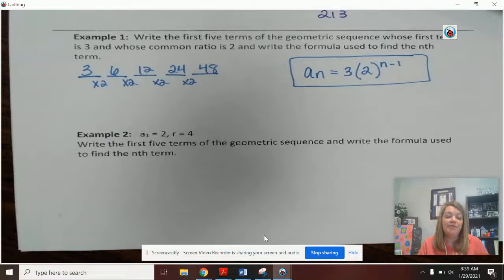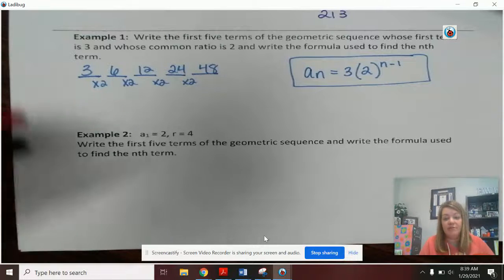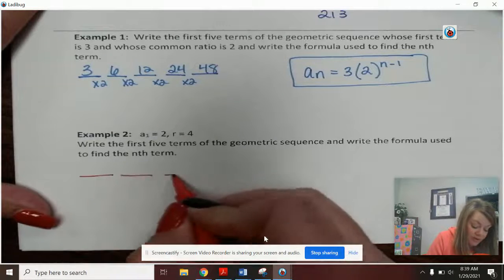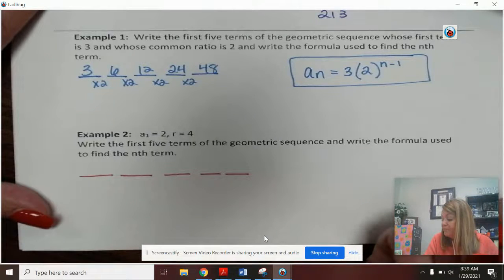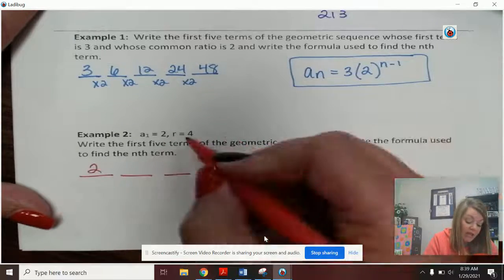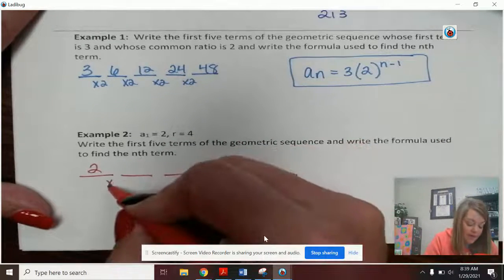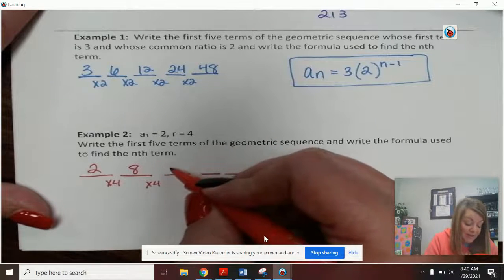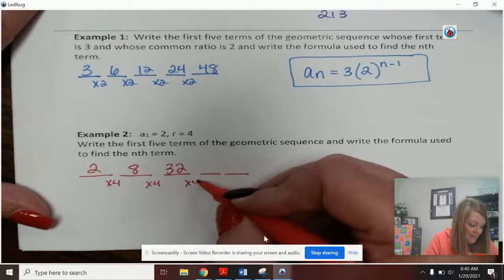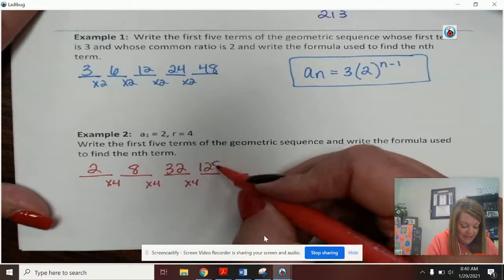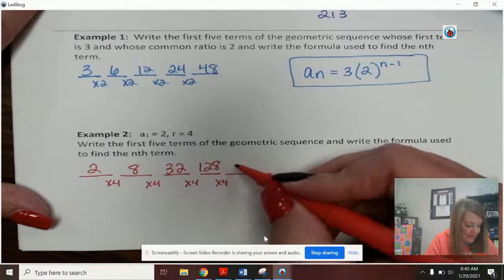Example number 2, write the first 5 terms of the geometric sequence and write the formula used to find the nth term. So I'm going to give 5 blanks here. And I've got a sub 1 is 2 and my r is 4. So that means it's times 4, which is 8, times 4, which is 32, times 4 is 128, times 4 is 512.